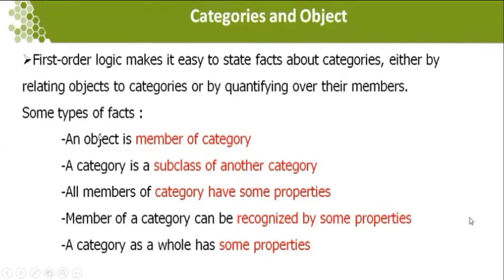Now what we are going to do is categorize objects, either by relating objects to a category or by quantifying over their members. For example, taking any fact, an object can be a member of a category, and a category can be a subclass of another category. All members of that category will have some properties, and a member of the category can be recognized by those properties.